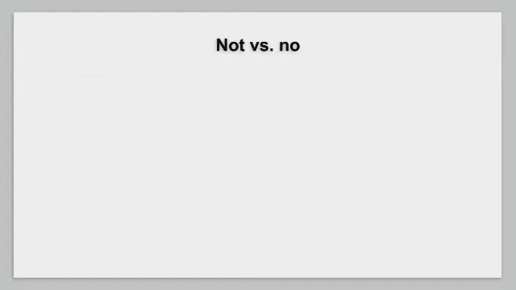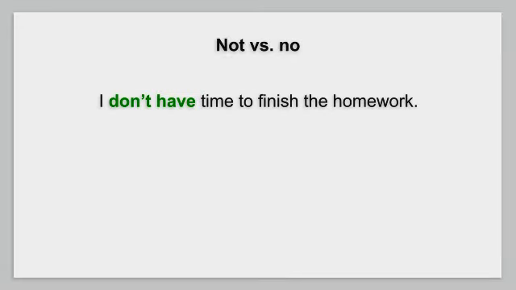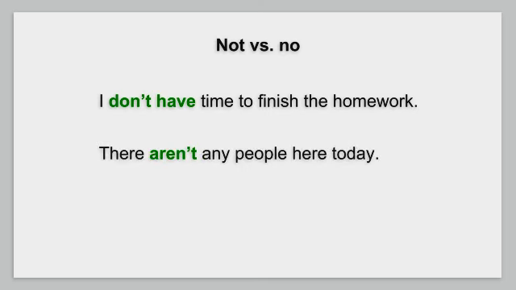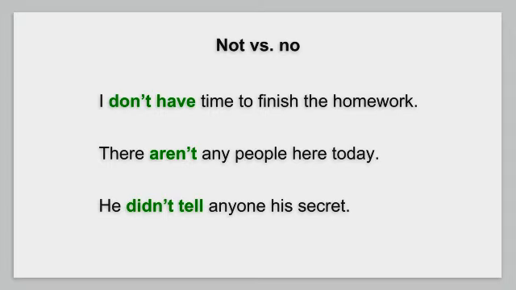Let's talk about the difference between not and no. Use not with a verb. I don't have time to finish the homework. There aren't any people here today. He didn't tell anyone his secret.